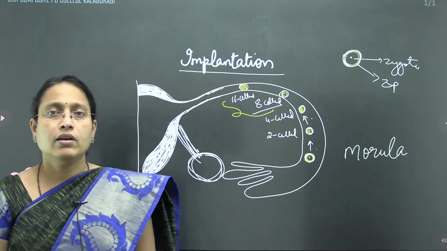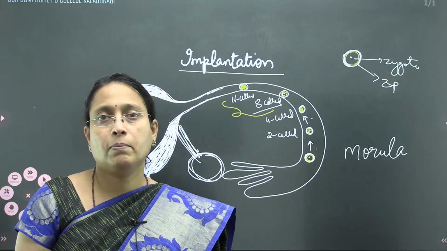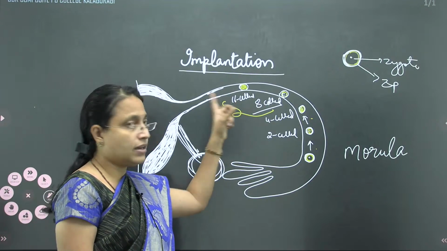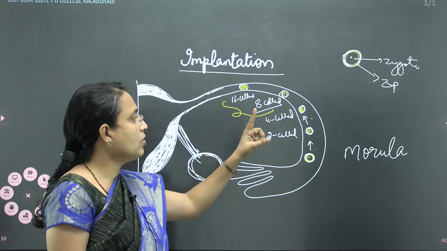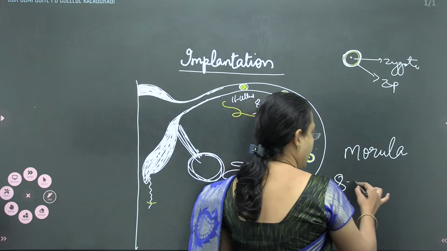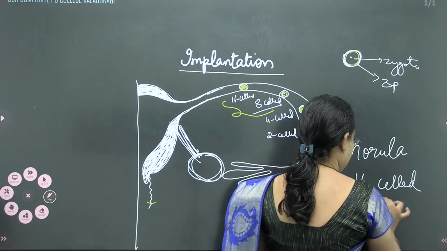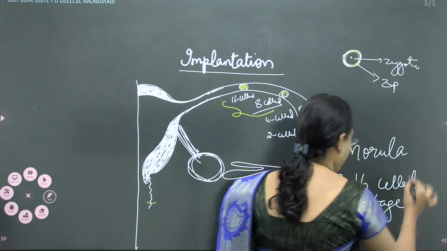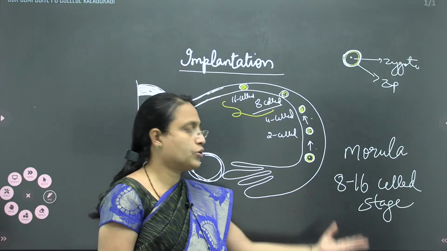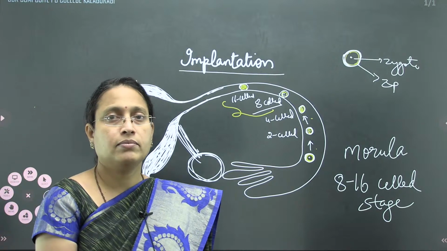What is morula? The structure that appears like a fruit called mulberry. Therefore, the 8 to 16 cell early embryo is called the morula stage. It should be between 8 to 16 cell stages. It can be even more, but typically between this range, it can be called a morula.